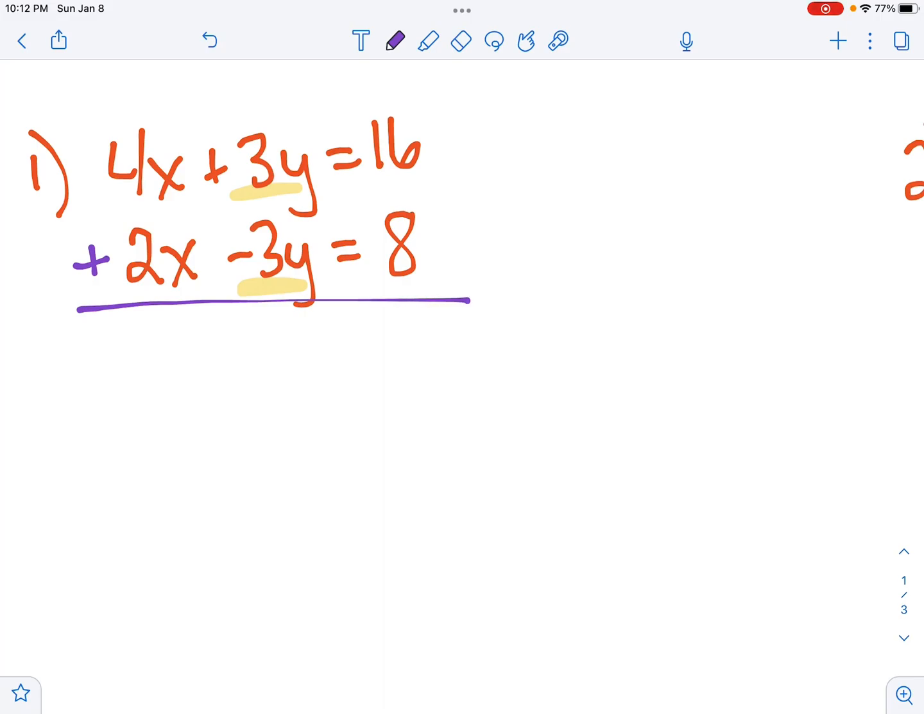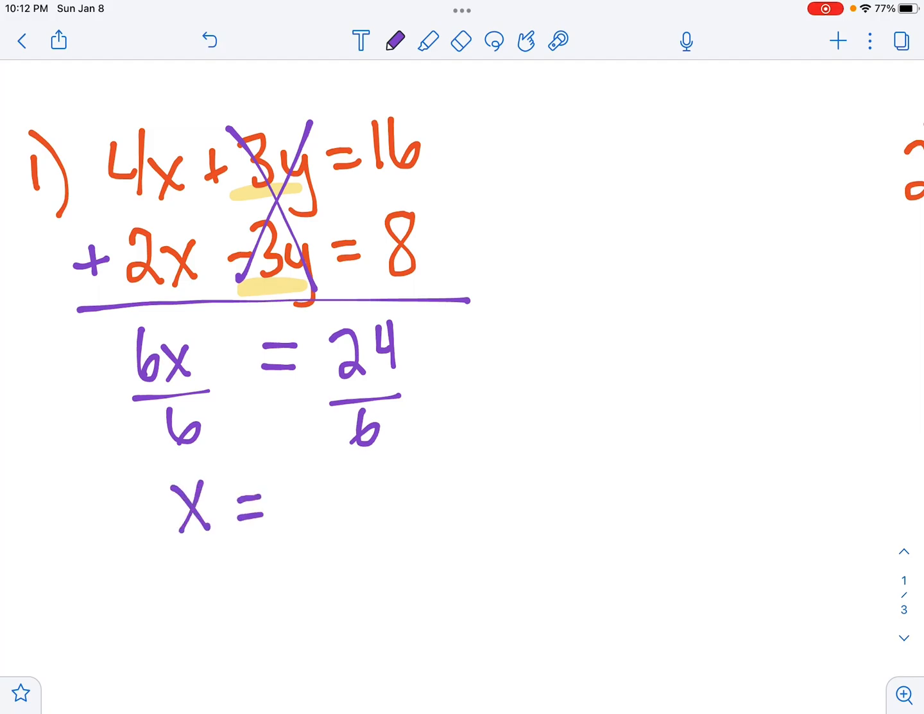Let's see what happens. 4x plus 2x is 6x. And then what happens when I add my y's? 3y plus negative 3y, they cancel, or they eliminate. They become 0. They're gone. Equals 16 plus 8 would be 24. And now we're down to an equation with one variable. So we can go ahead and divide and get our solution for x.